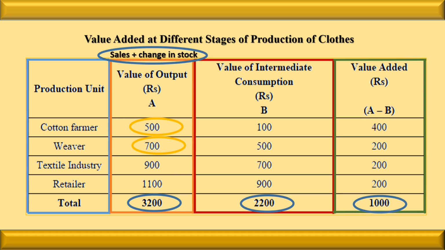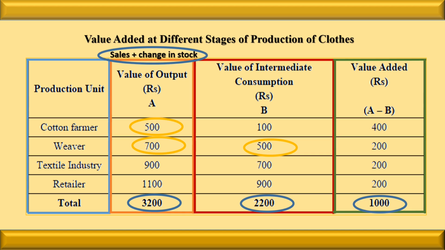Suppose the value of the output for the weaver is 700. Earlier the cotton farmer sold the product at 500 rupees. The weaver sold the product at 700 rupees. Remember one thing, under 700 the 500 is already being added. So if we remove the 500 from the weaver's value of the output, we get the true value of the goods. So under the value added method, we only consider the contribution.